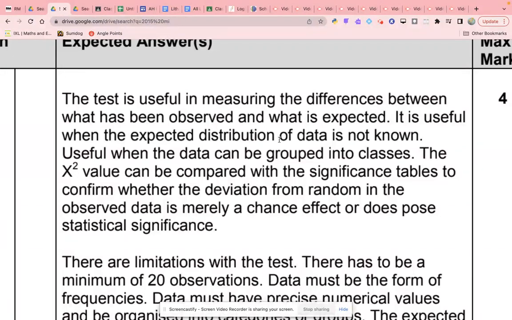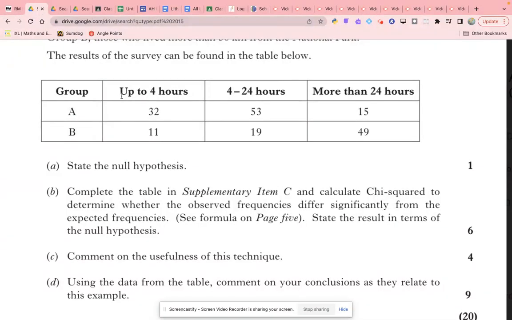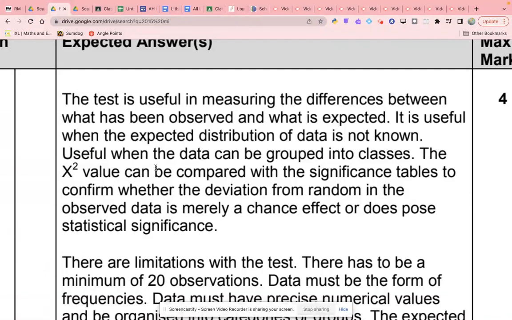It's useful when the expected distribution is not known. Okay. Useful when the data can be grouped into classes. Well, we can see in this example that our data has been grouped into 2 groups based on how far people live, and then subcategorized into groups of how long they're going to spend. And then we've calculated the number of people that responded in each of these categories. So chi-square is definitely suitable on that basis. We can also compare our value to a significance table to determine whether we're just seeing random or actually there is a statistically significant difference. Because if there is a statistically significant difference, which we did actually in the previous part of this question prove, then there must be a reason for that. It's not just random. Okay.